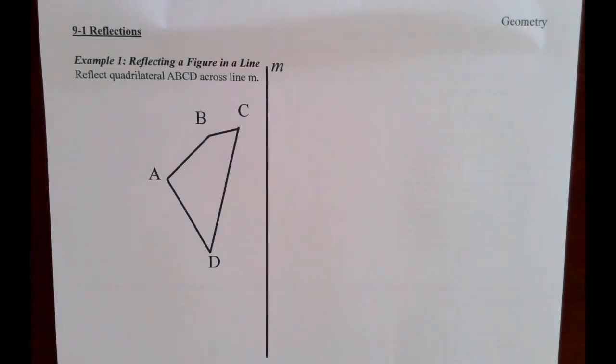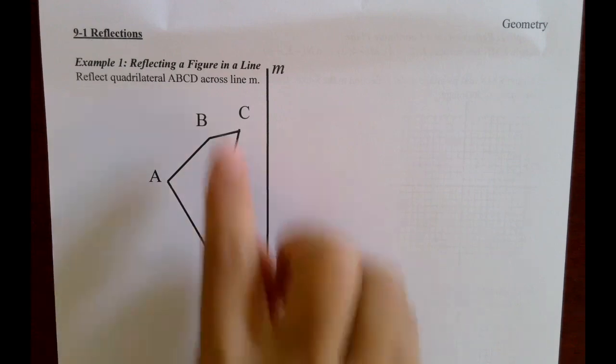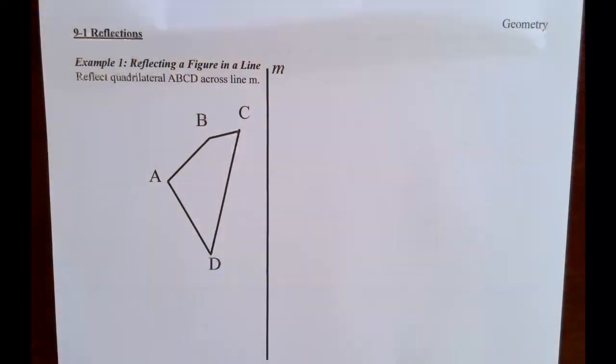With that in mind, we're going to start off with my first example here. You'll notice this is a little bit different from the book. It's the same idea, but since the book doesn't quite explain how to do it, I'm going to do that. When you reflect a figure that isn't on a coordinate plane, you're going to need your compass. So I'm going to take my compass out, and we're going to reflect this quadrilateral across this line.